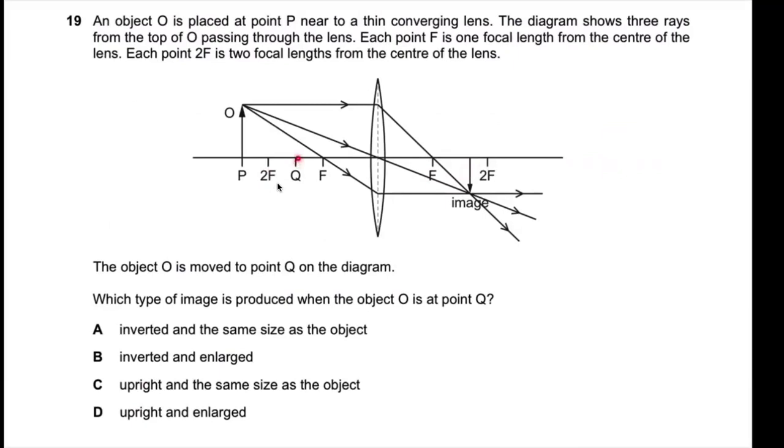And then it says it's moved to point Q. So that's between f and 2f. So this would lead to the same sort of image, would have the same properties, except that this would be magnified. So this would be enlarged, but this would still be inverted. So it's just going to be B here.